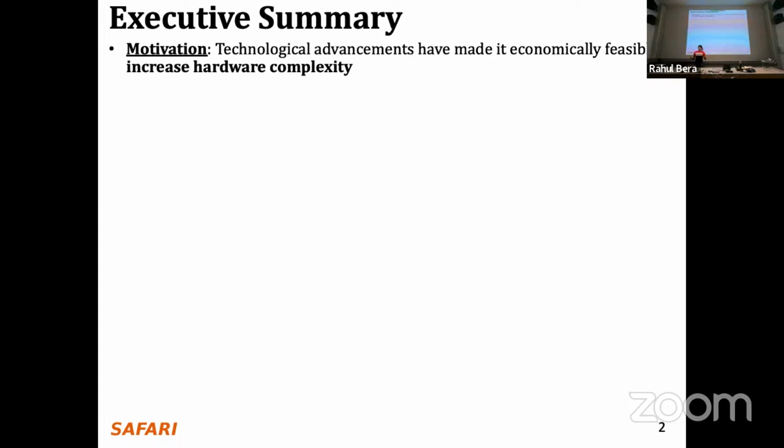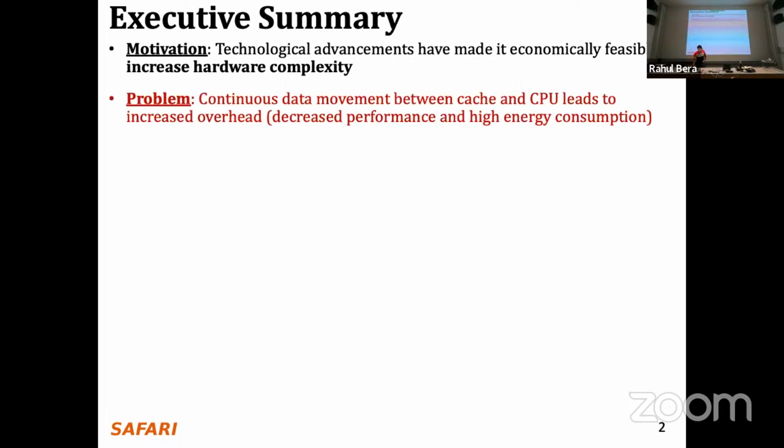So now that we can actually get more complicated circuitry in, where do we make it more complicated? What do we target? What do we optimize more? The author identifies memory caches as one place that could benefit from more complicated circuitry. For example, in caches, there's continuous data movement between cache and CPU, which leads to quite a bit of overhead in more latency and also in high energy consumption. And the author identifies this as one location that can be further optimized.